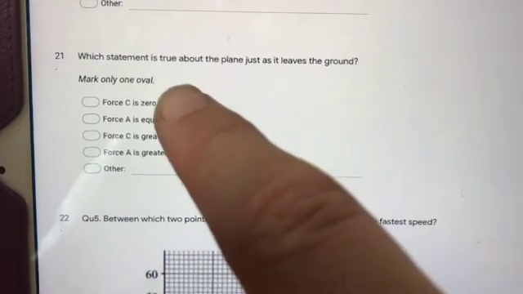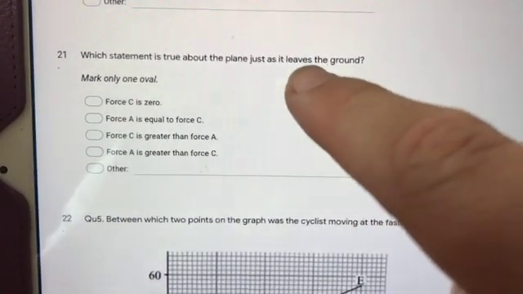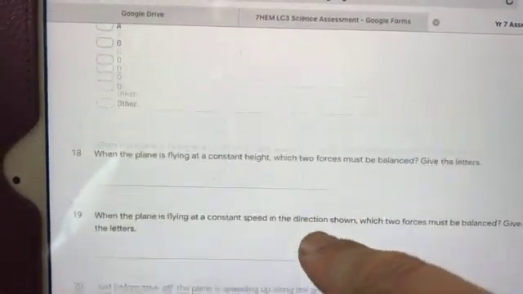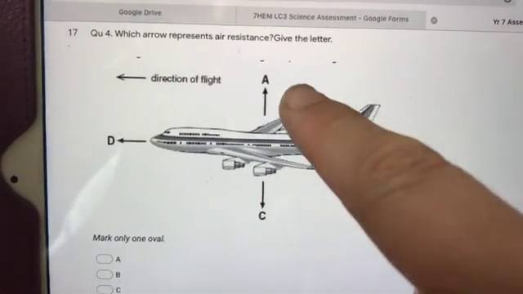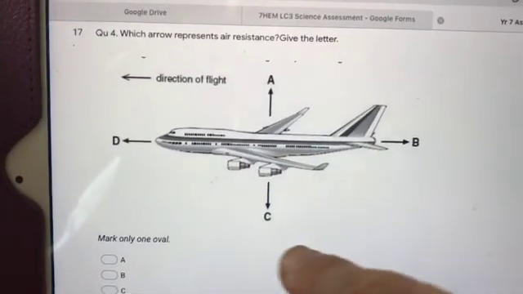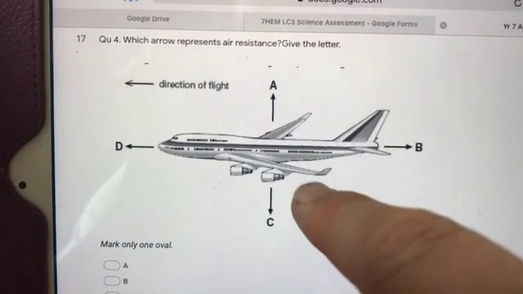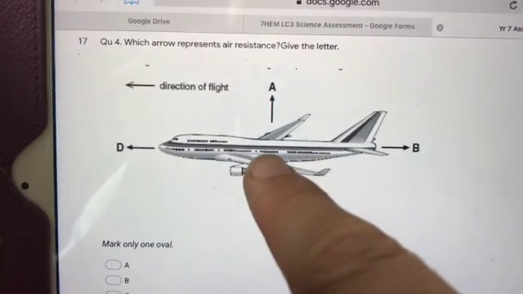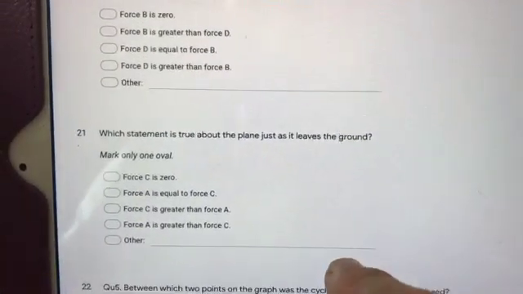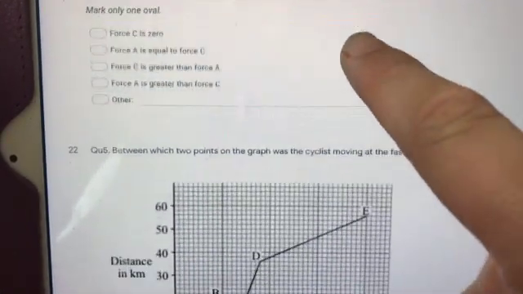Which statement is true about the plane just as it leaves the ground? So now we know it's going to start going up. Well, if it's going up as it leaves the ground, A has got to be bigger than C, otherwise it would just stay on the ground. That force has got to be bigger than that force to make the plane go up off the ground. So for this question, it's A is greater than force C.